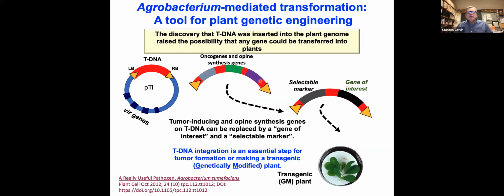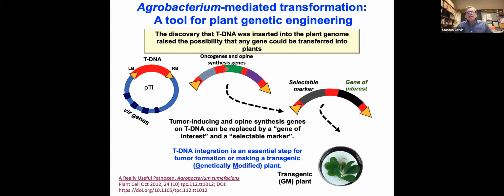But people also learned that there was no gene within the T-DNA that is required for transfer of the T-DNA. These genes are required for tumorigenesis and for opine synthesis, but not for transfer. The only things necessary for transfer were these border sequences, the left and right border sequences, and genes on the Ti plasmid, the virulence genes, and a few genes in the chromosome called chromosomal virulence genes.